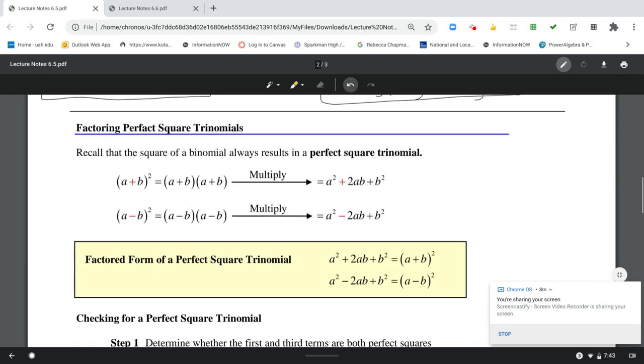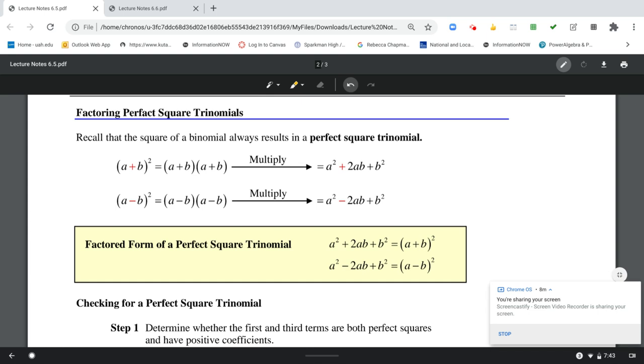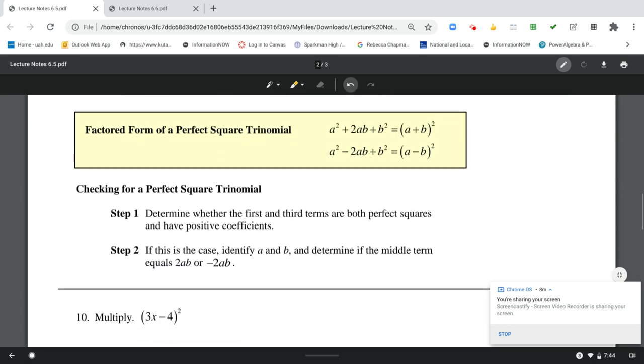Now, a perfect square trinomial. You can factor a perfect square trinomial just like you would any other trinomial. The only difference is both of your factors end up being identical. Okay? Now, there is a shortcut. If you want to learn the shortcut, that's fine. I usually just do typical factoring.